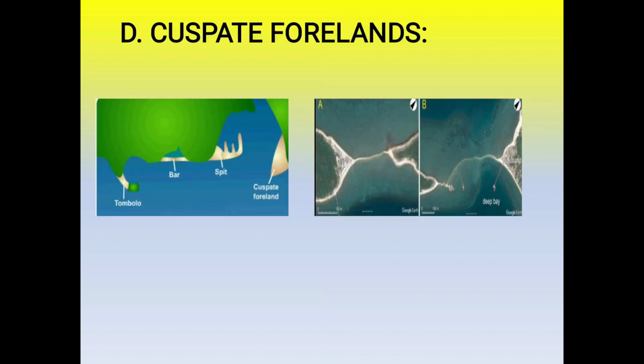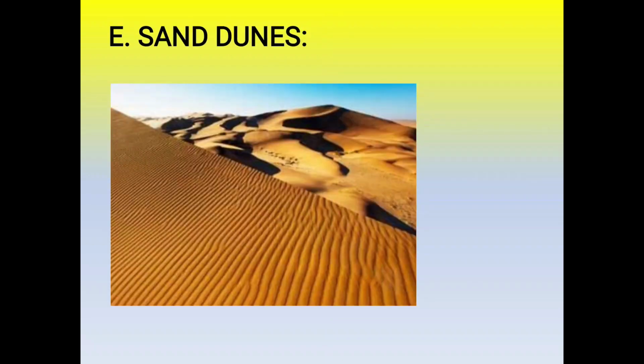Now, the next feature formed by sea wave deposition is sand dunes. Sand dunes are produced in limited situations as the work of sea waves. These require the following ideal conditions. First, a large supply of sand. Second, strong coastal winds. Third, obstruction like plants that can trap the sand. And fourth, coastal land well above the sea level.